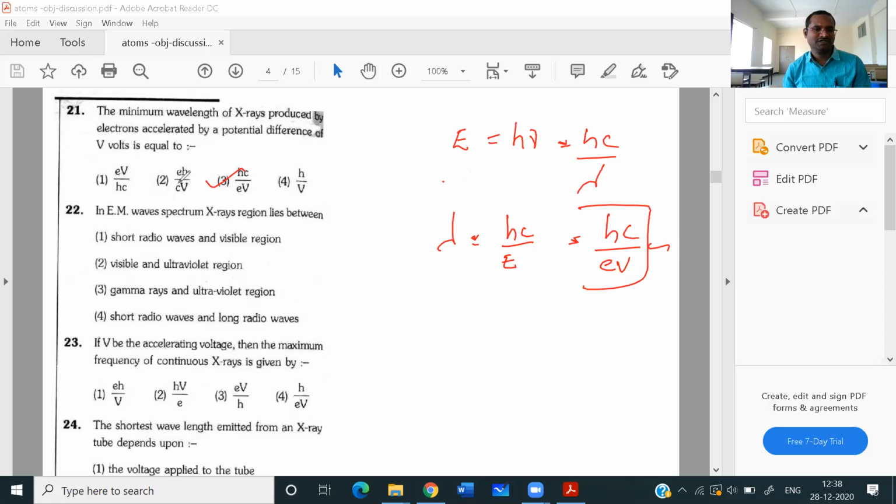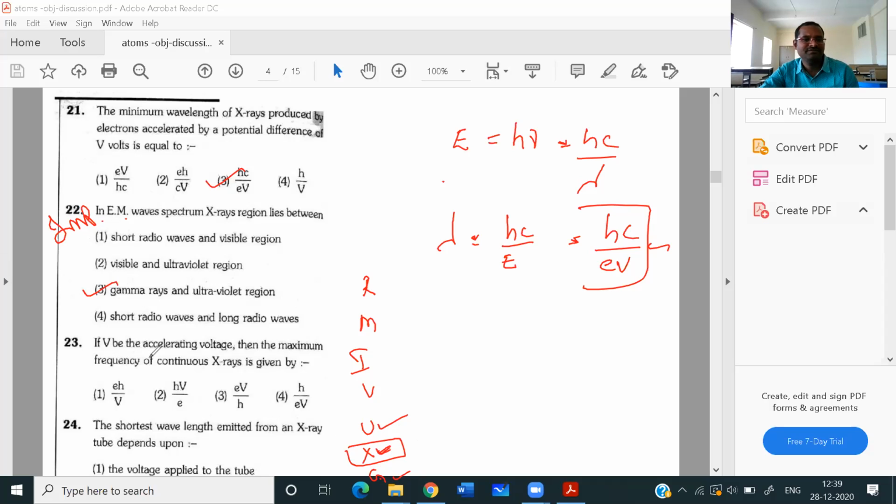Got it? Next, in the electromagnetic waves spectrum, the X-ray region lies between. We know I have given one code for remembering. So X-rays lie between gamma rays and UV rays. Okay, so gamma and ultraviolet region. These X-rays are lying between gamma rays and UV region. Yes, this type of questions are important. You need to remember. Easy questions these are.